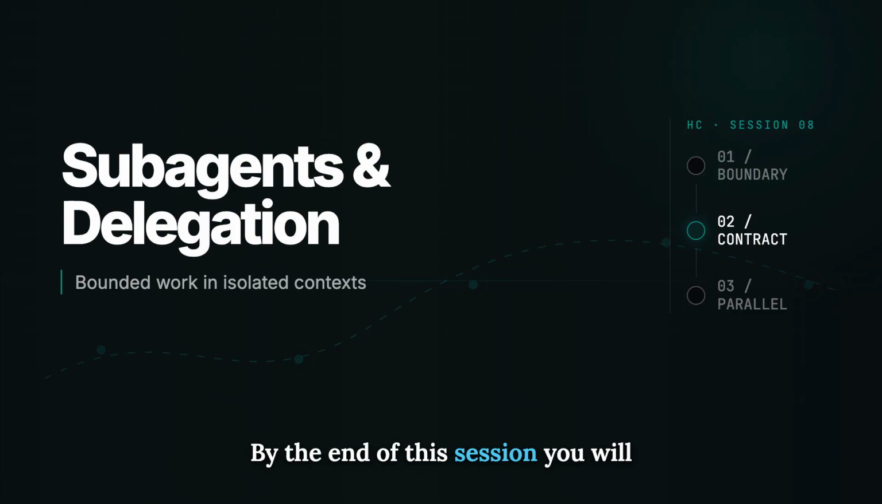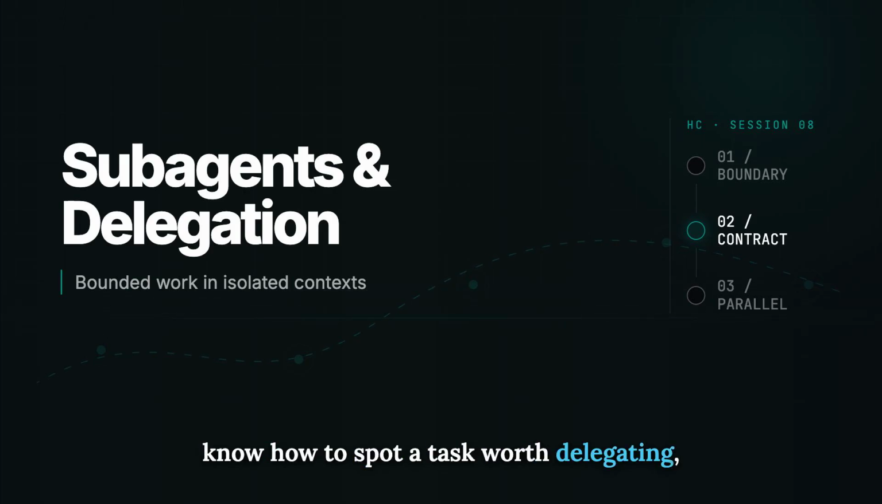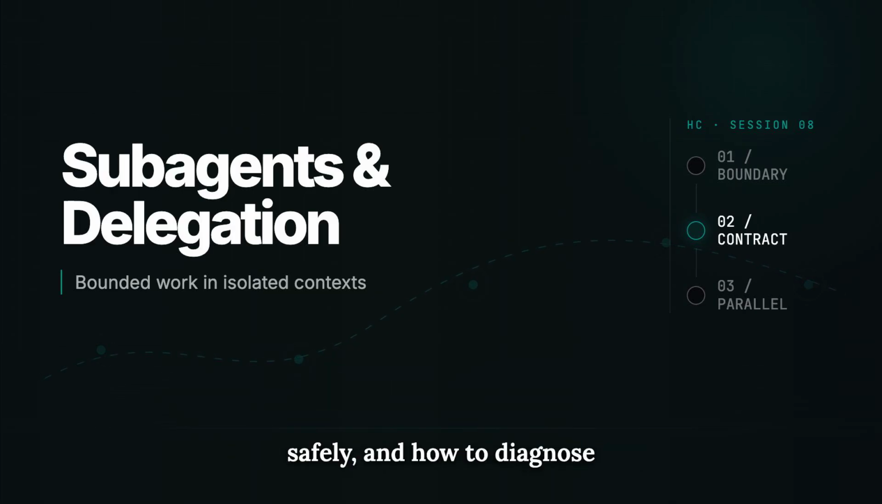By the end of this session, you will know how to spot a task worth delegating, how to write a delegation contract, how to keep parent ownership intact, how to sequence versus parallelize safely, and how to diagnose the 6 most common failure modes.